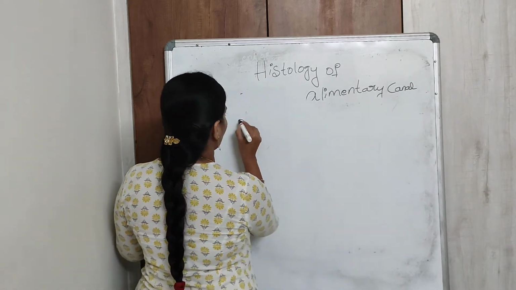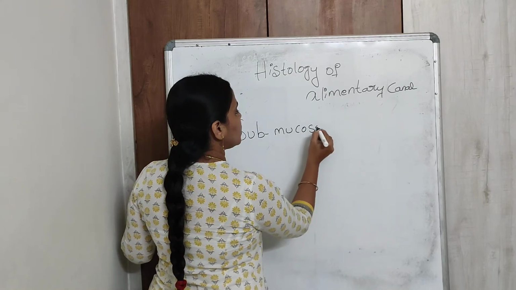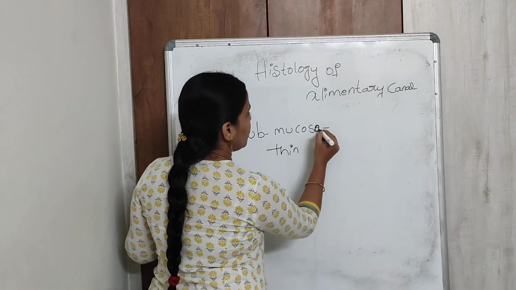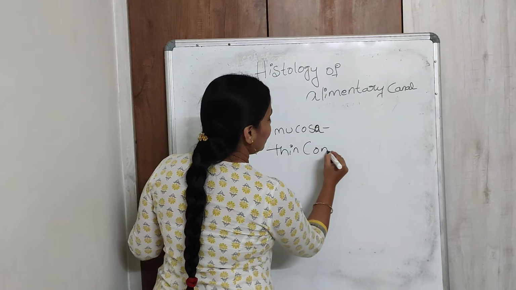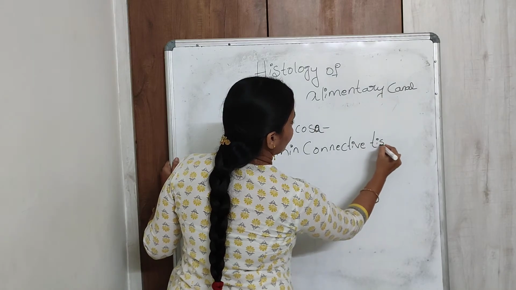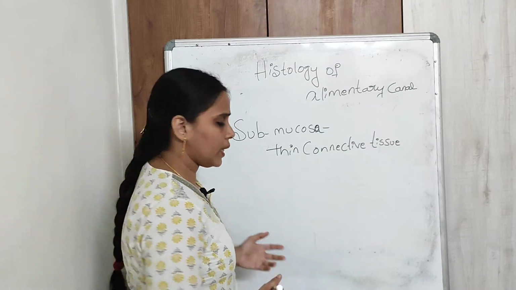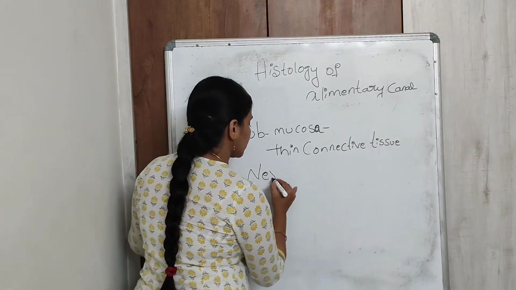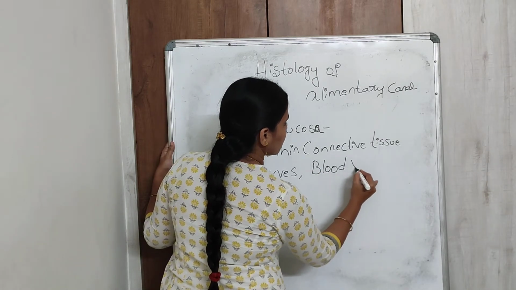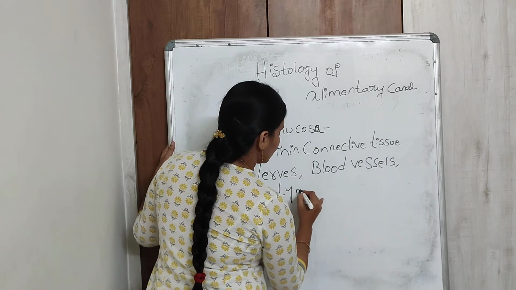Submucosa. Submucosa was lined by thin connective tissue. And connective tissue means what are present? Nerves are present, blood vessels are present, and even lymph vessels are present.